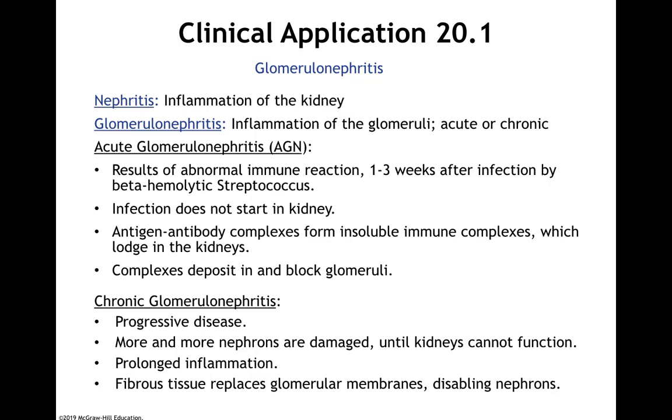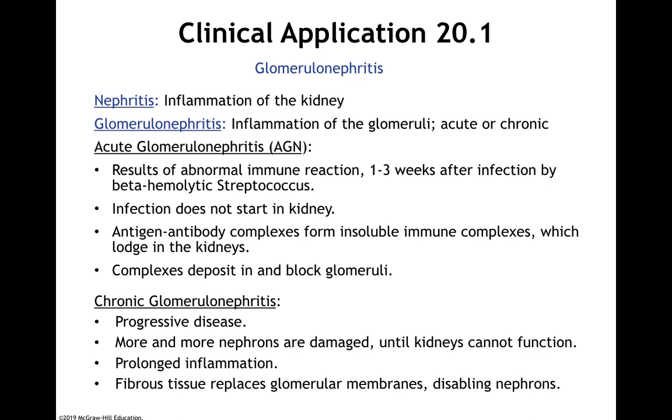It happens in some people about 1 to 3 weeks after they've been infected with a type of streptococcus called beta hemolytic. The infection doesn't start in the kidney, but the antigen-antibody complexes form an insoluble substance that gets stuck in the glomeruli, and that causes an inflammatory response in those glomeruli and can severely damage them. There are a number of other autoimmune issues that lead to a similar condition.